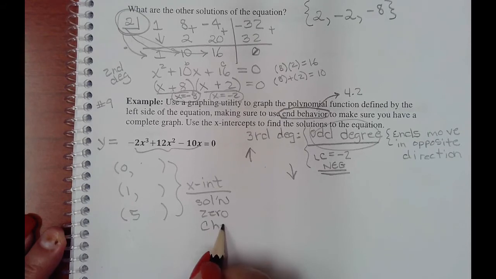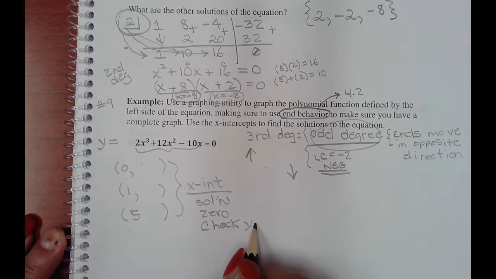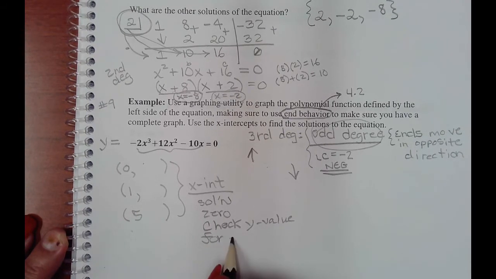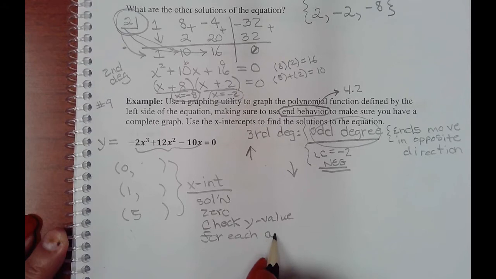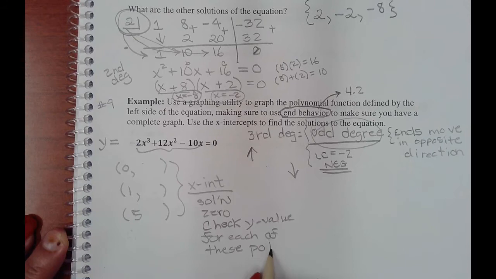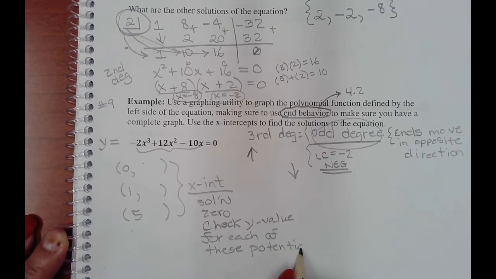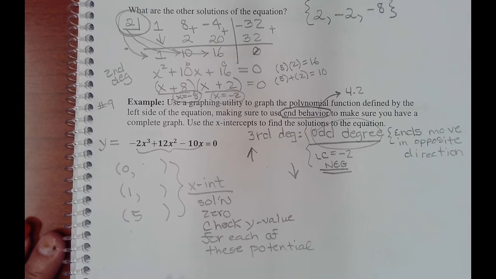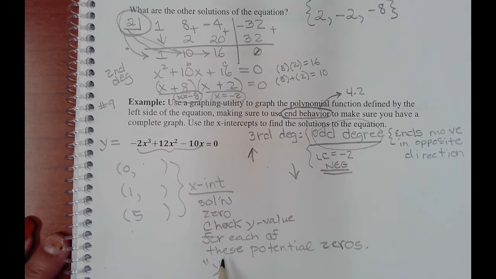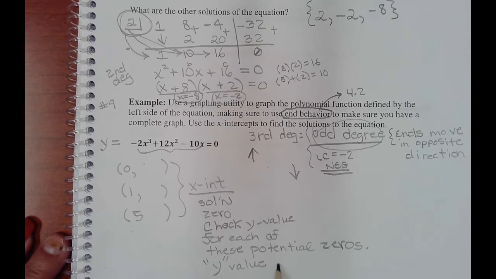Okay, so I'll just write it here. Check the y value for each of these potential solutions. Or let's use the name that we're being really prompted into using quite a bit in this section, for each of these potential zeros. Okay, the y value for each should be a 0 itself.